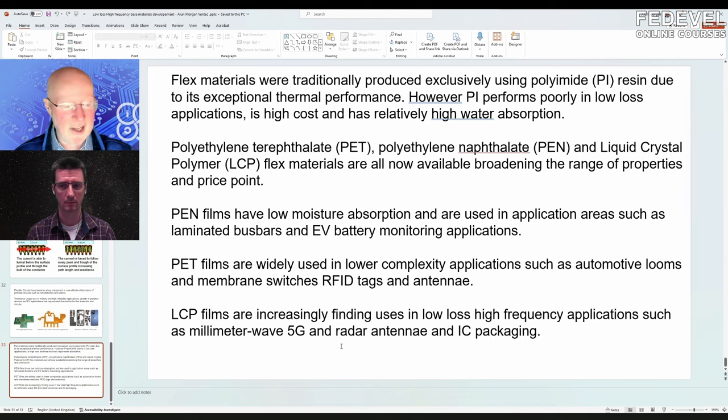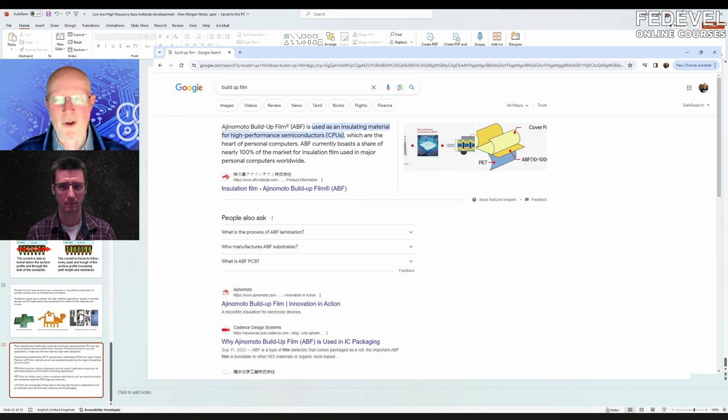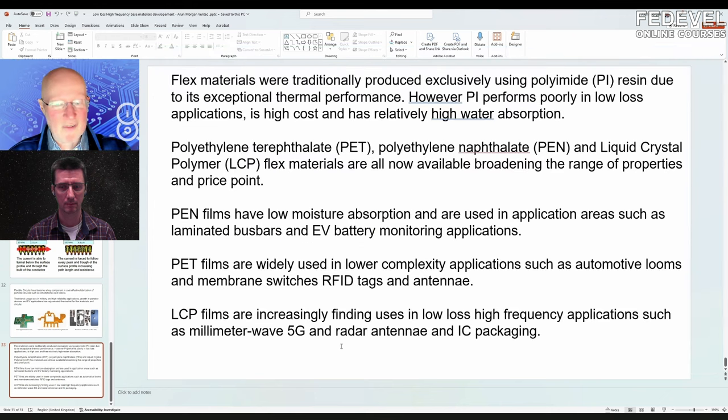And again, that would cover an entirely different discussion, but it's an Asian story, and it's what is used in the smartphones completely. There's the Ajinomoto build-up film, the ABF, which you could look up, very widely used in Asia for this kind of technology. So it means you can make very, very thin layers, which means you can have lots of layers in a very thin space. A smartphone requires that to be a big consideration. You can't end up with a smartphone that's half an inch thick.